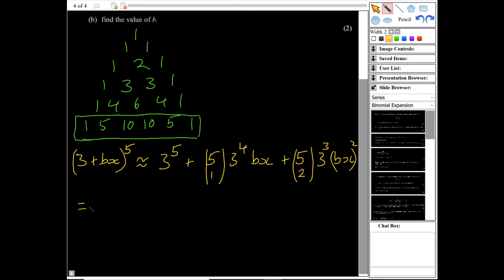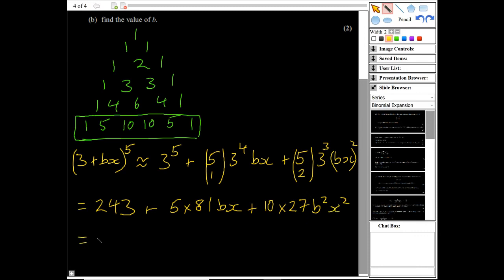So that's therefore going to equal 3 to the power of 5, which is 243. 5 choose 1 is 5 from my Pascal's triangle. It'll be 5 times, and then 3 to the power of 4 is 81, bx. Then 5 choose 2 is going to be 10, times, and then 3 cubed is 27, and then (bx) all squared I'm going to write as b squared x squared. Okay, so that's good.